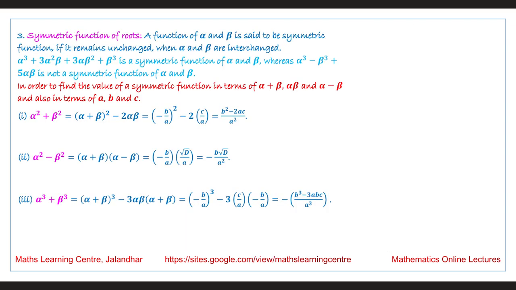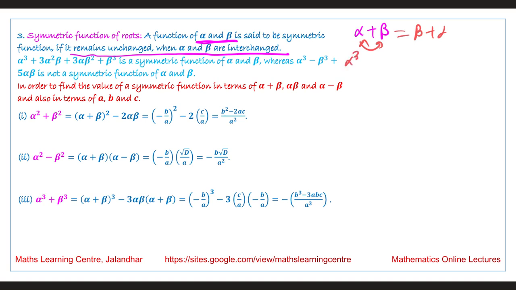Next is symmetric functions of roots. A function of alpha and beta is said to be symmetric if it remains unchanged when alpha and beta are interchanged. So, if we are talking about the value alpha plus beta, and we interchange alpha and beta, we get beta plus alpha, and both these values are equal.